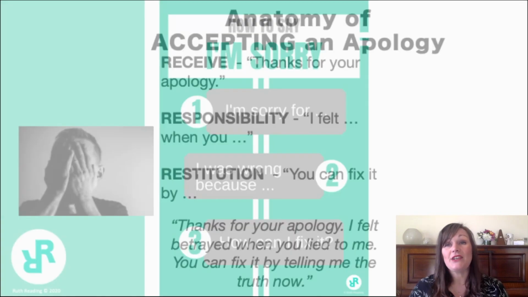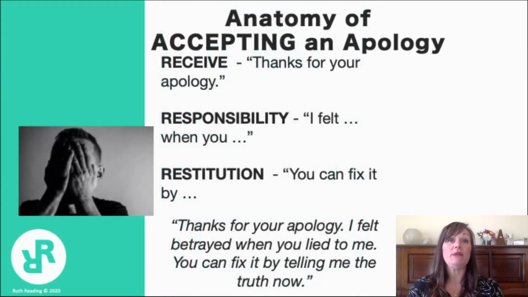And then, as I said, not just giving an apology, but how do we accept it? So there's 3 R's involved in this as well. So we're going to receive it. We're going to say thanks for that. And then they're going to share their responsibility for it. I felt... because it's really important that the person understands what was going on for them. And then the restitution bit, well, you can fix it by. So, for example, thanks for your apology. I felt really betrayed when you lied to me. You can fix it by telling me the truth now.